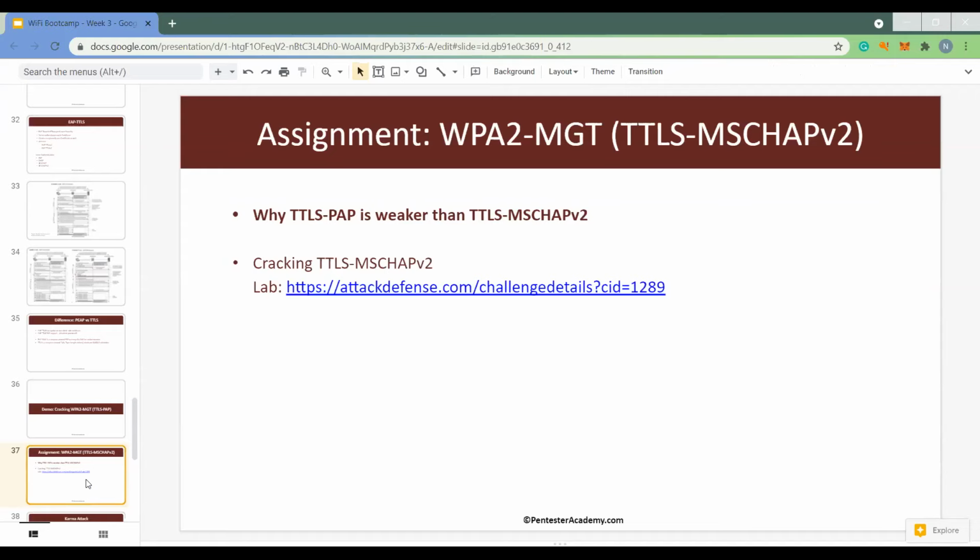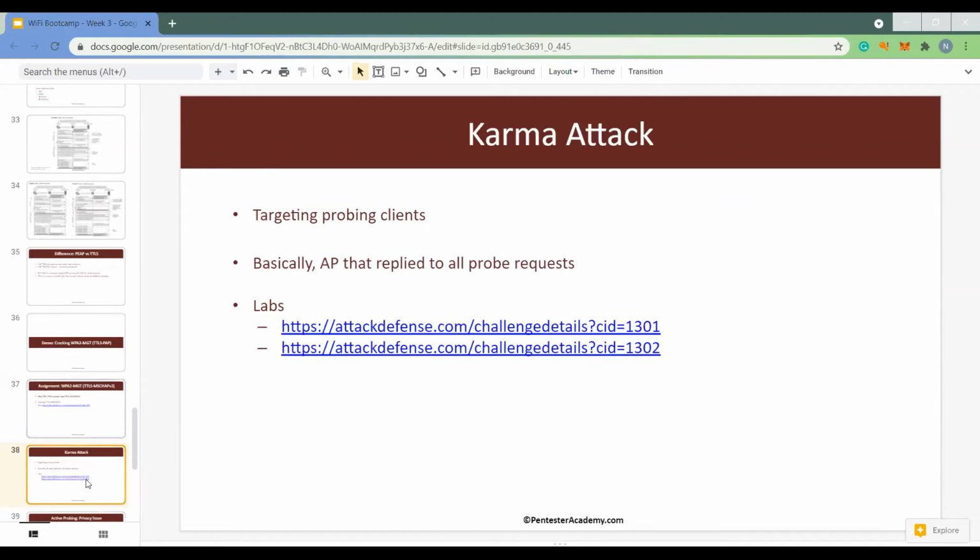So I answered this for you. Anyway, it's very clear. So we have already discussed karma attacks. What are karma attacks? Karma attacks are when your access point replies to the probe requests sent by the probing clients, to lure them. So we have these two labs on it. You can play these, you can see how it works, and it will give you more clarity.